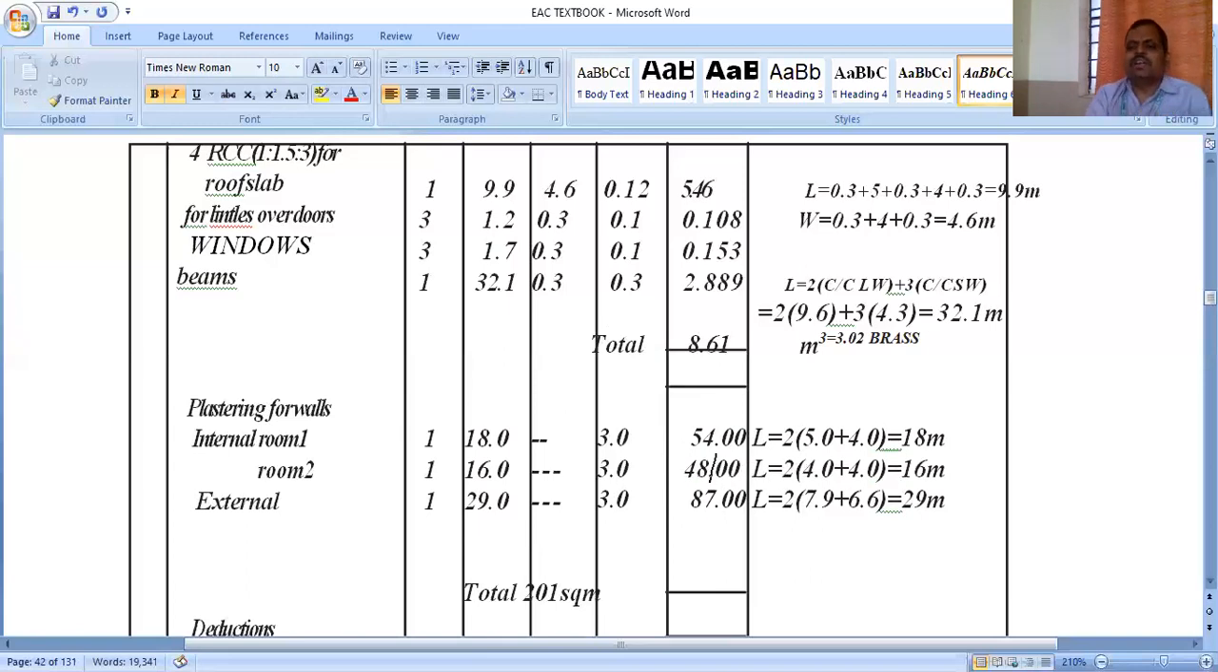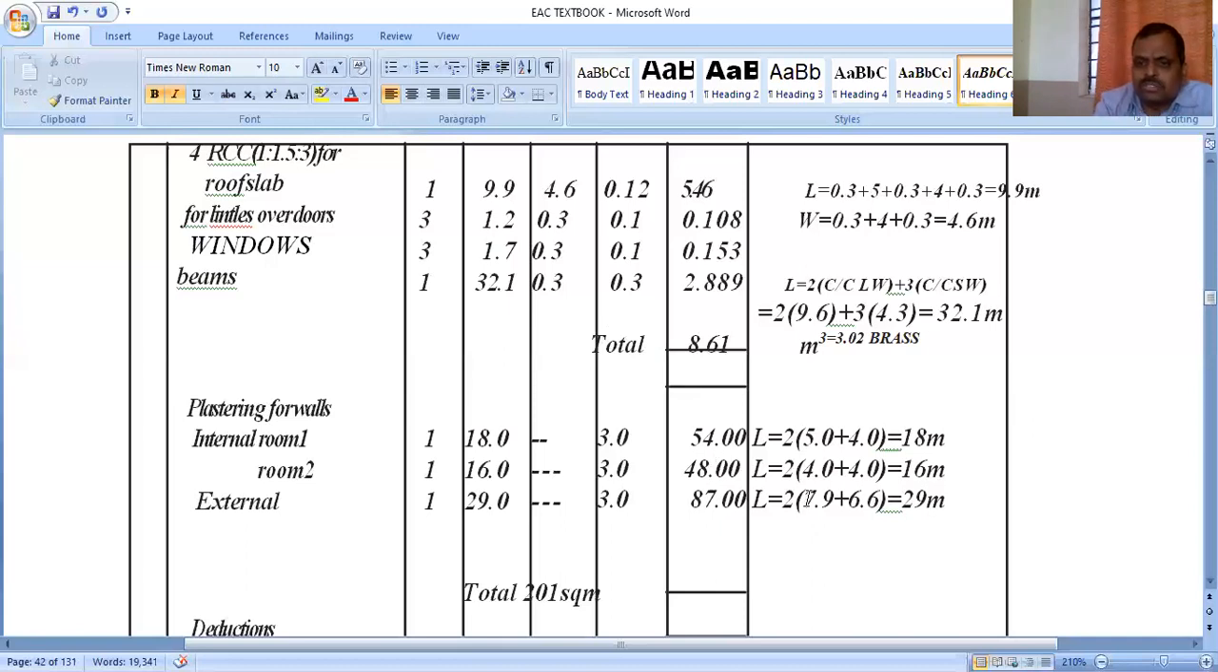Okay. After this, we should calculate the external plastering also. For that purpose, we have to find out the out-to-out dimensions. See here, external perimeter multiplied by the height will directly give us the external plastering.